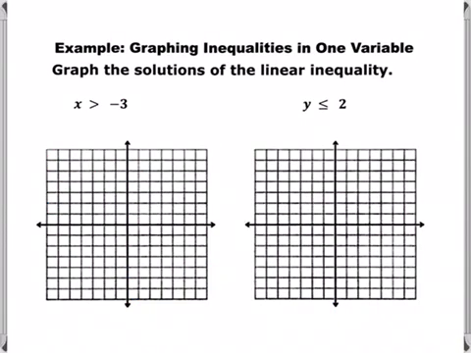All right, in this next example, we have x is greater than negative 3. Recall that x equals a number is your vertical line equation. So this is going to be a vertical line that's dashed. And so we'll draw our dashed line at x equals negative 3. And then we'll shade where x is greater than negative 3, so that's going to be to the right here.